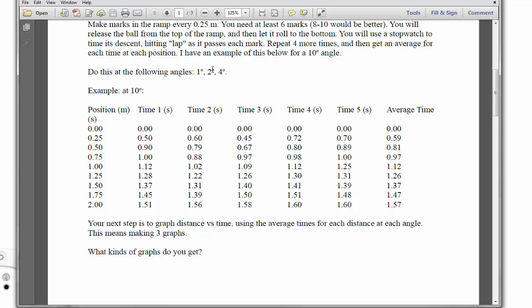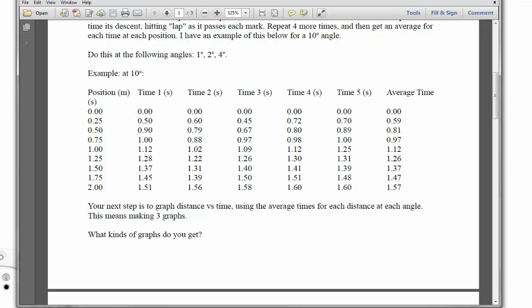In the original instructions, there's a sample of what your data should end up looking like. Basically, you've marked off positions in quarter meter increments. You're using a hand timer stopwatch to get the time at which the ball hits each of these increments, and then you repeat this 5 times and find an average for each position. So this is your average time at which you crossed that position in seconds.